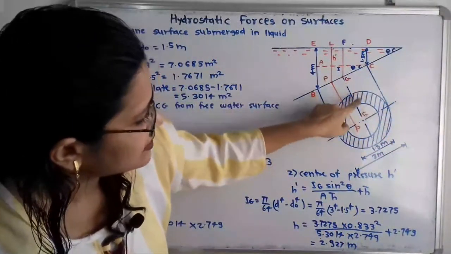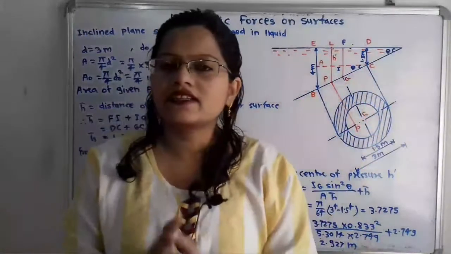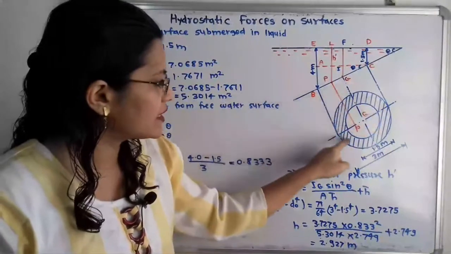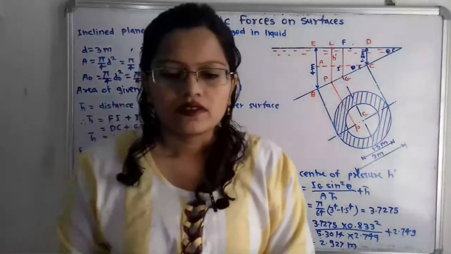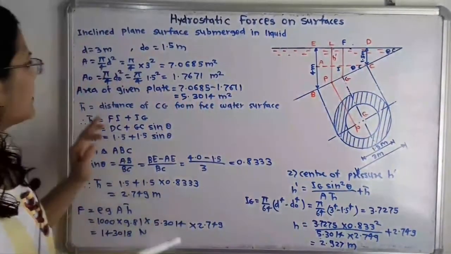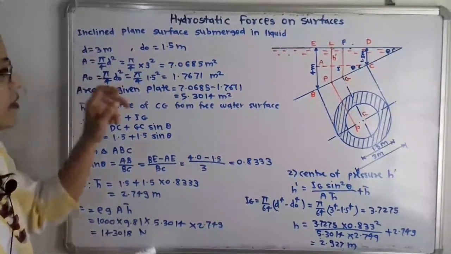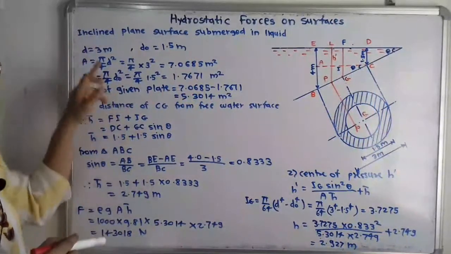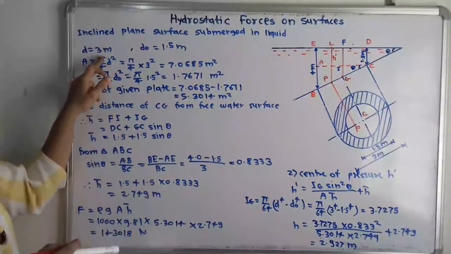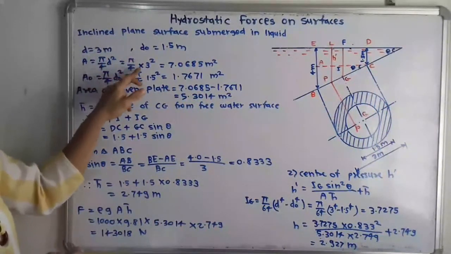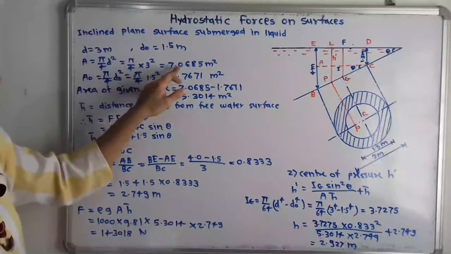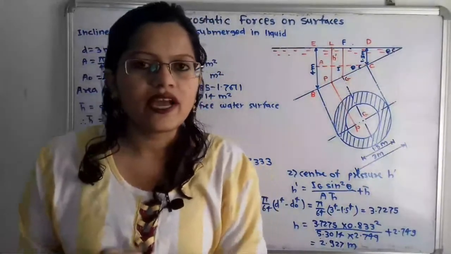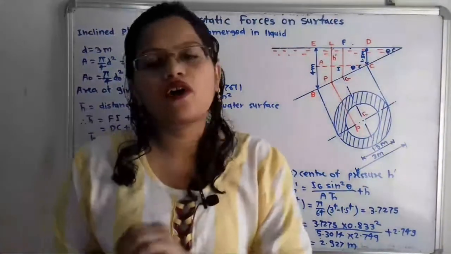So with the lines, this is the only area that is in contact with the water. So we have to find out what is the area for this. Now here it is given, what is the area for this big circle with 3 meter diameter. So D is equal to 3 meter. So area is pi by 4 D square, that is pi by 4 times 3 square, which is equal to 7.0685 meter square. Now we have to subtract the area of the hole.